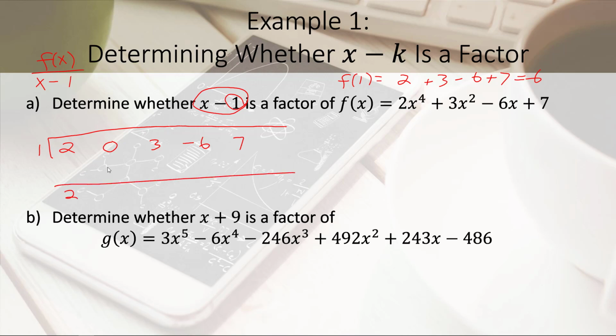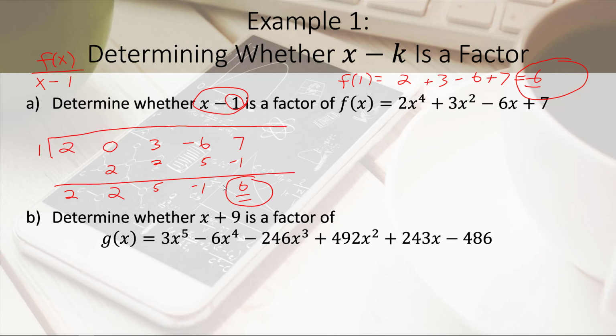1 times 2 is 2. 0 plus 2 is 2. 1 times 2 is 2. 2 plus 3 is 5. 1 times 5 is 5, negative 6 plus 5 is negative 1. 1 times negative 1 is negative 1. And we get 6, which is what we get here, which would make sense, which is consistent with the remainder theorem. Okay, so here, once again, we have two ways.